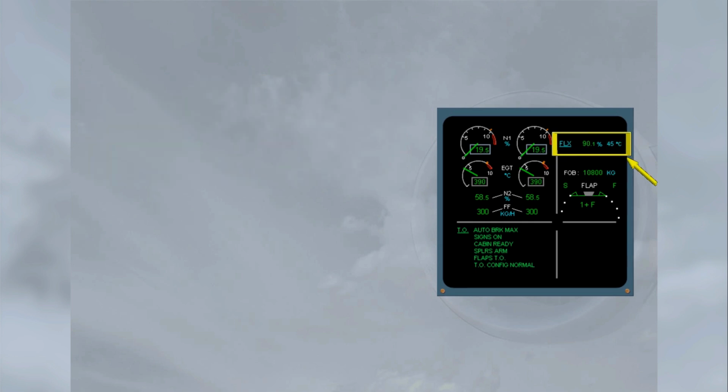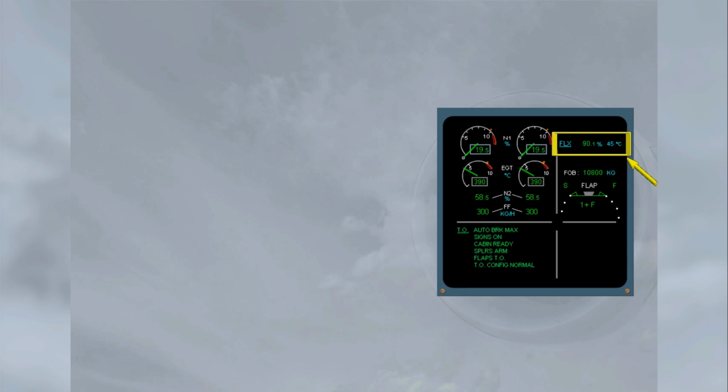Flex is used for a reduced takeoff thrust. To achieve the thrust reduction, an assumed temperature or flex is used, for example 45 degrees Celsius. The flex temperature is displayed beside the N1 rating limit. This means that the engines will perform as if the takeoff was made at full power with the outside air temperature at the flex value. The result is that the actual takeoff thrust is reduced, which helps to prolong engine life.